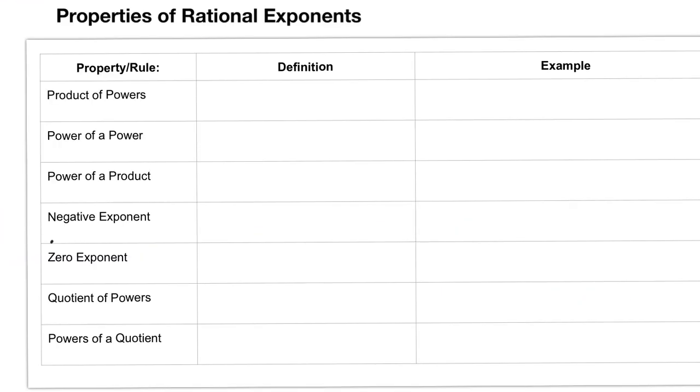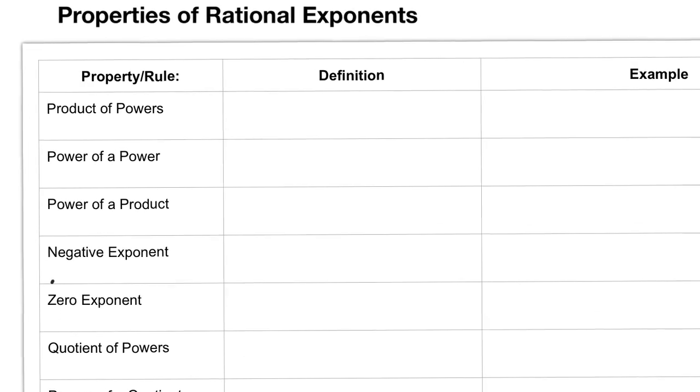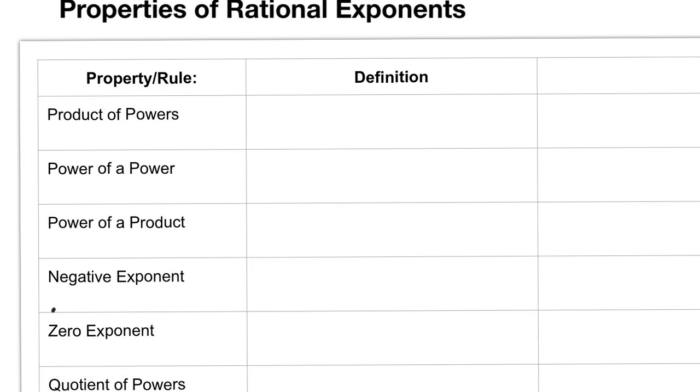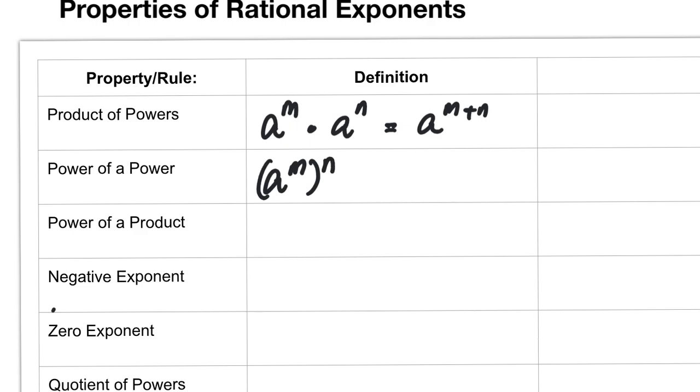Okay, so let's look at the different properties of rational exponents. The first one is the product of powers. You're given a number a raised to m multiplied by a raised to n. That's going to give you a raised to m plus n. We're going to add their exponents. The power of a power, say a raised to m, and it's raised again to another power n, we're going to multiply its powers, m and n.